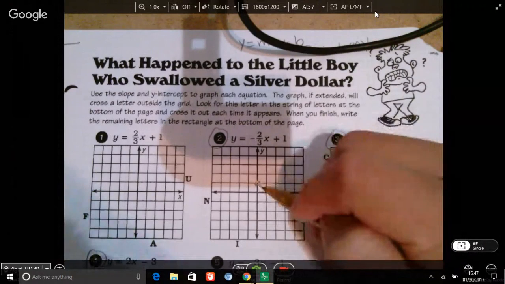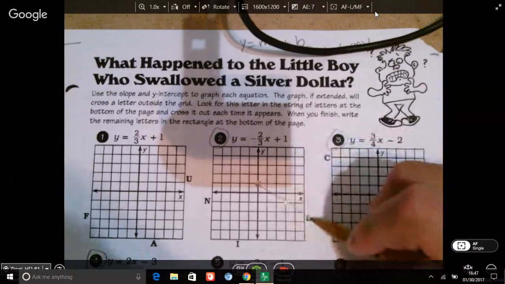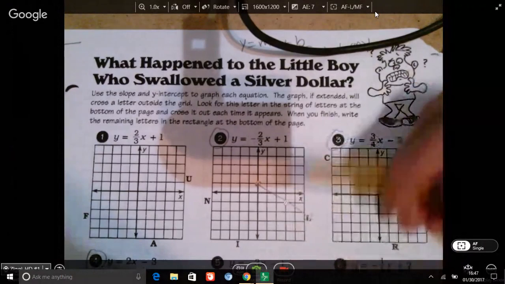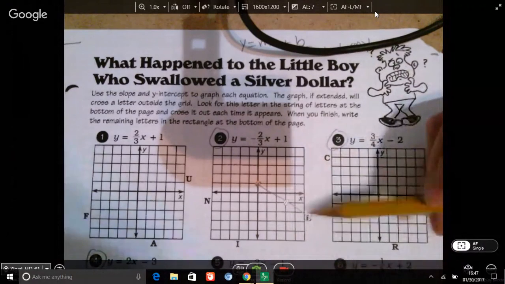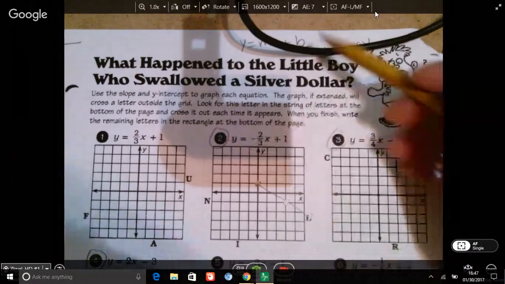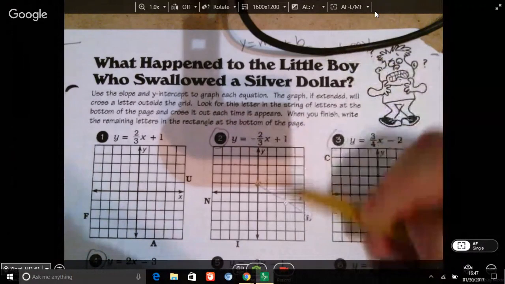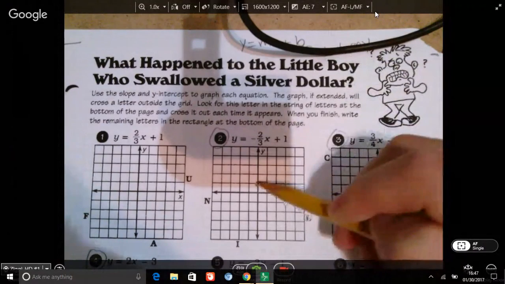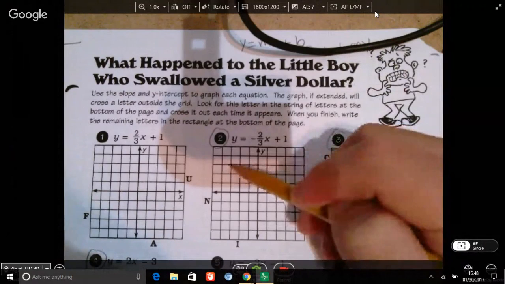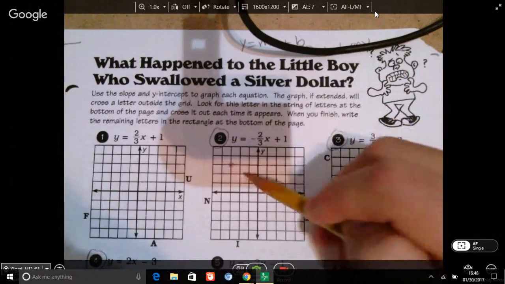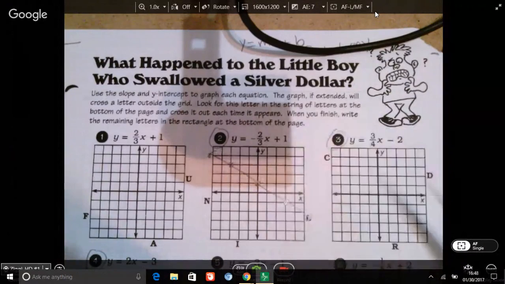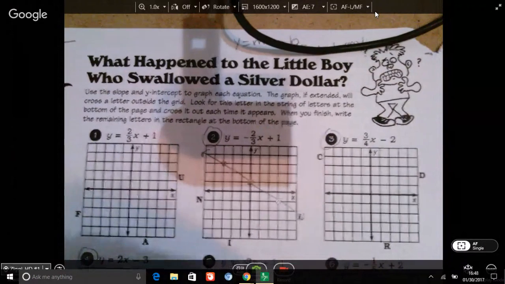We're going to connect our points. That's how our line is going to look. Now we're going to finish it off to the left. To keep it looking like a line, we have to go up 2 and then left 3. Up 2 and then left 3 and put a point. This one goes through L, so at the bottom you cross out the L. All right, let's look at number 3.